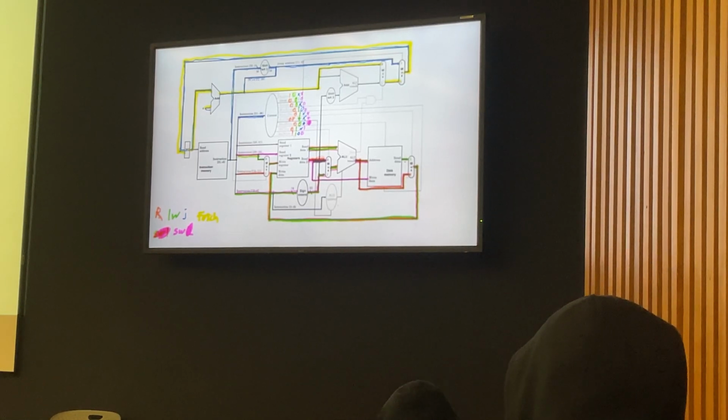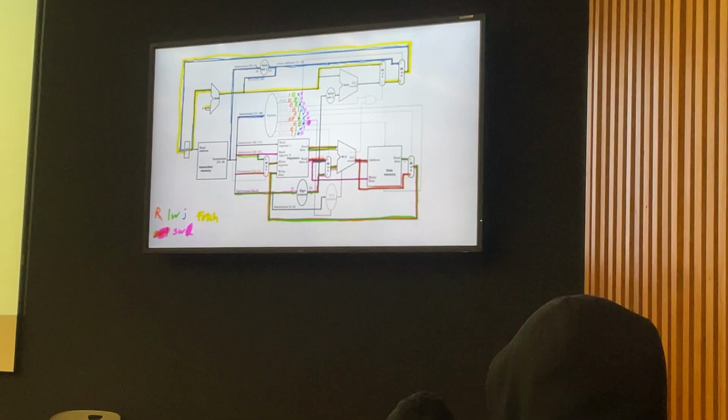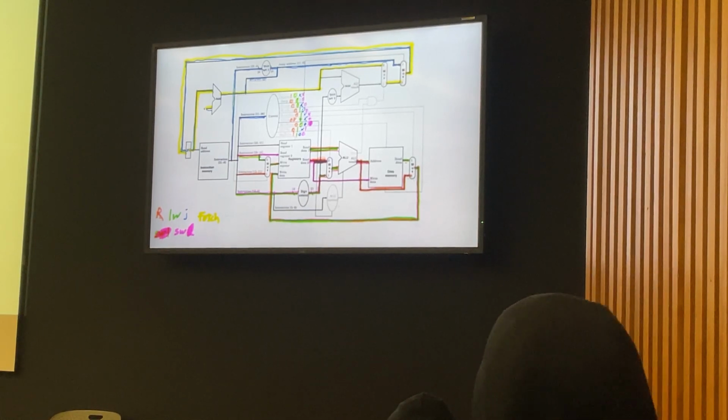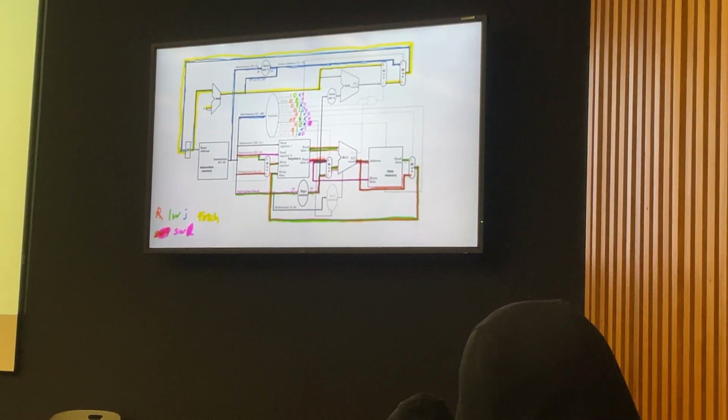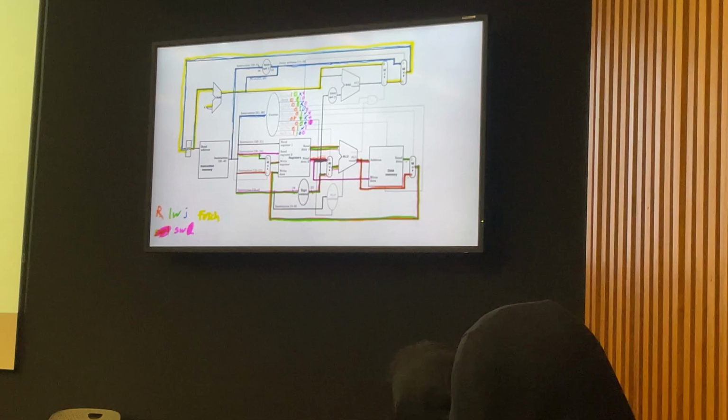So whether or not you do the branch is kind of control-ish, but it depends on the data. It depends on whether they're equal, whether the registers can all get one. So that kind of mixes the data path and the control path.